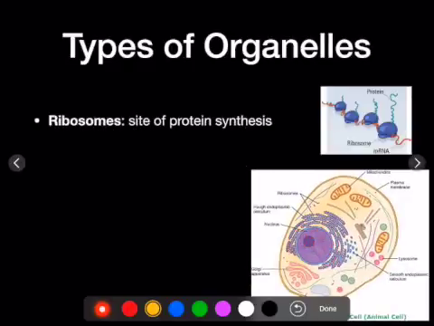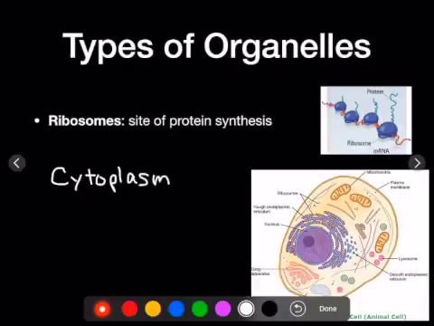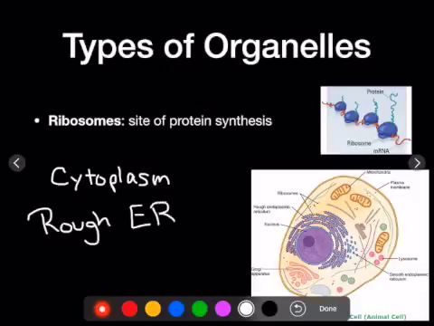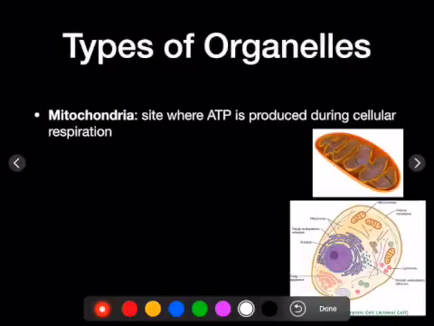Our ribosomes are where proteins are made, okay? Protein synthesis, they're like the factory of the cell, okay? So they allow certain things to form. So if you look up here, you'll notice that we have our proteins budding off of these ribosomes. So ribosomes are located in two locations. They're located in the cytoplasm, and they are also located on the rough endoplasmic reticulum, or just rough ER. Okay, so again, this is the site of protein synthesis, where our proteins are made.